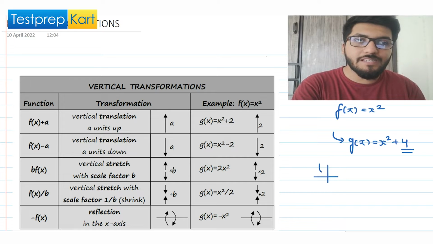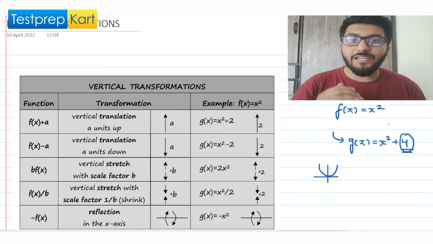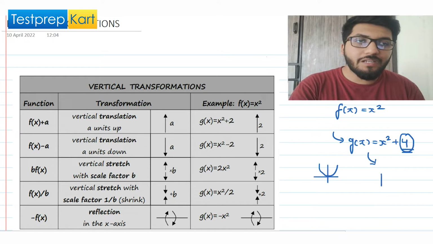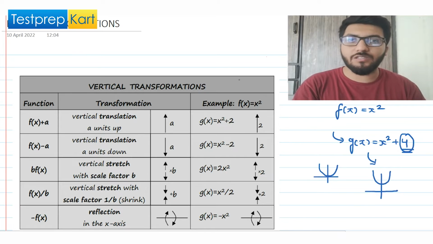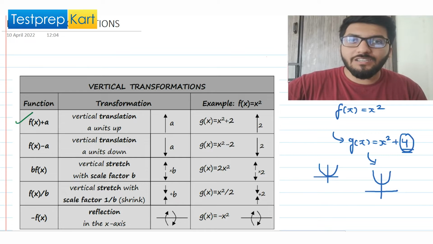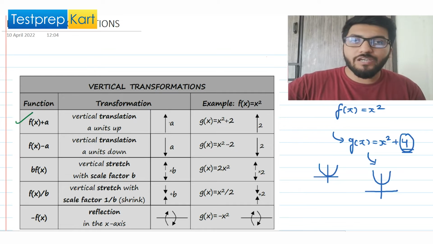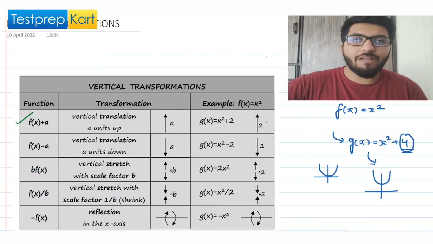Then this plus 4 is actually contributing to the value of y. Basically, it will increase the value of y. So the graph of g(x) will be nothing but the graph of f(x) shifted by 4 units in the upward direction. All the points will be shifted vertically by 4 units. Here you can see that in the table also we have this, that is f of x plus a. How do we draw its graph? By taking the vertical translation, by a units up. There we have the arrow pointing up, and we have taken one example also.